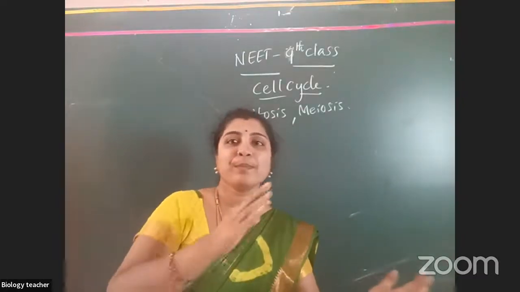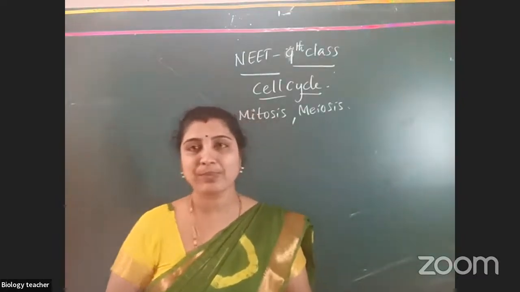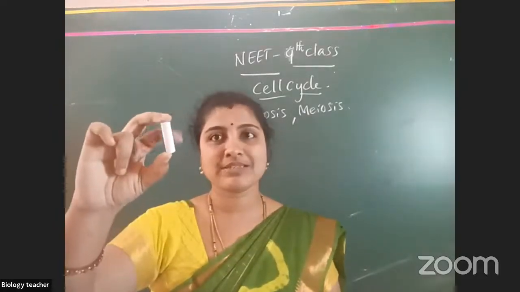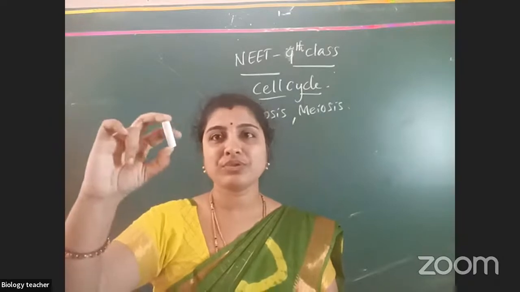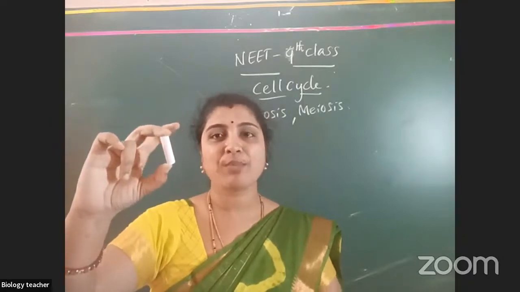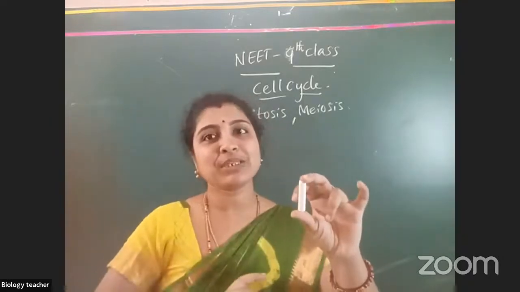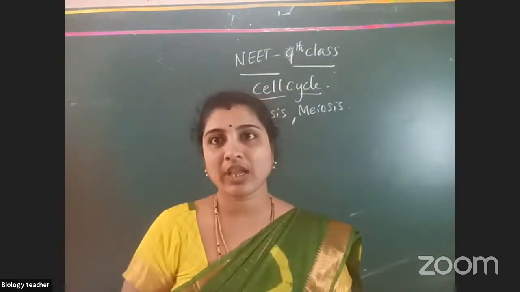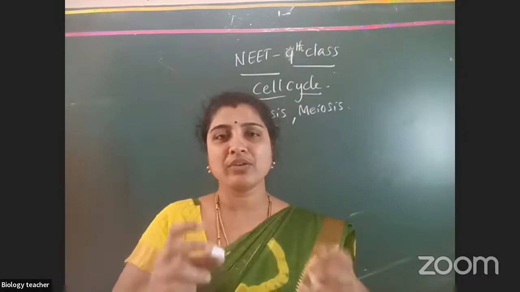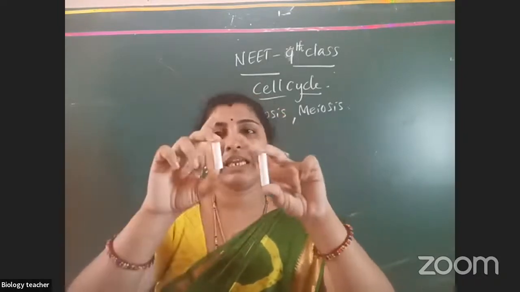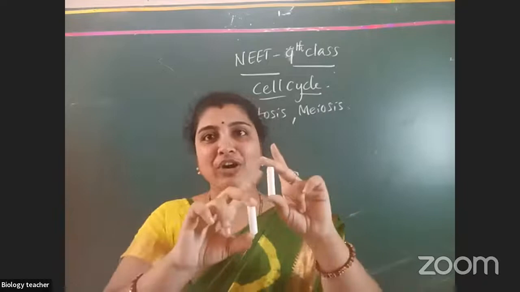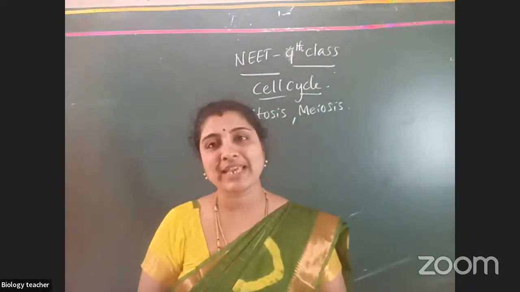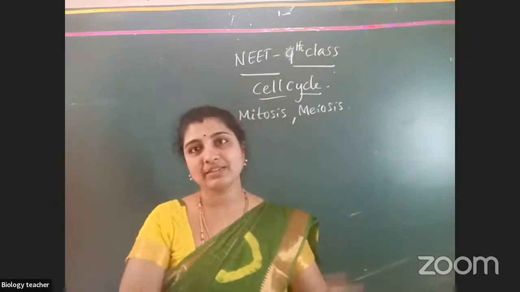The second point is that all cells come from pre-existing cells. For example, if you consider this as a new cell, it has formed from an old cell, one that already existed before this new cell. Pre means before, post means after. Like that, all new cells come from pre-existing cells.